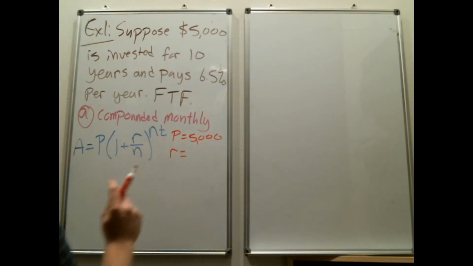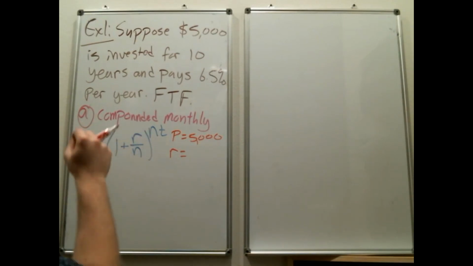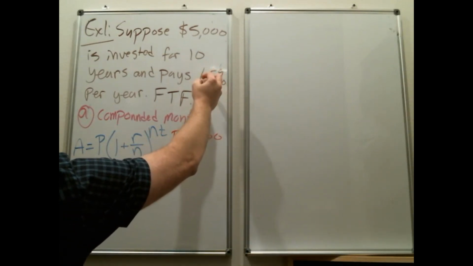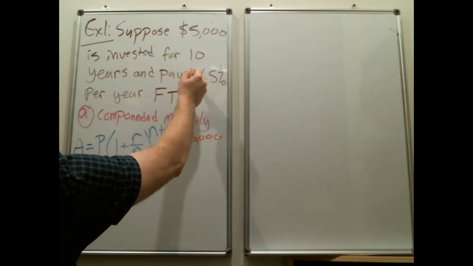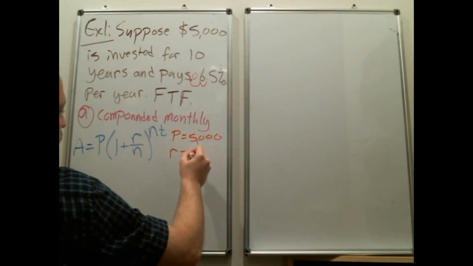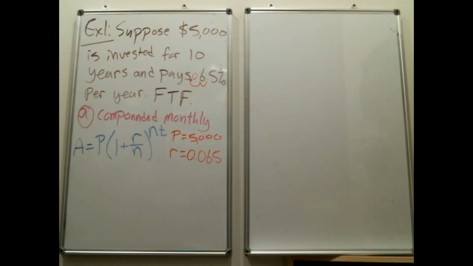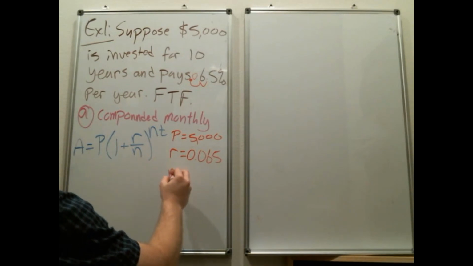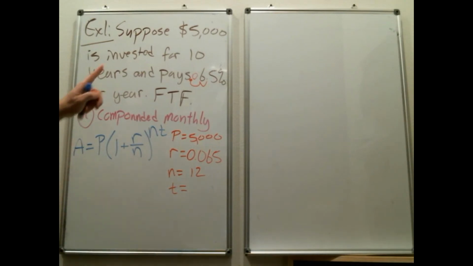R, now R is not 6.5. It's 6.5%, but when you plug a percentage into the formula, you have to move the decimal over 2 places to get rid of the percentage sign. So you move the decimal over 2 places, and you fill it in with a 0. So it's 0.065. That is how you write the interest rate when you're plugging into a formula. So we have P, R, N is 12, and T we said it's 10 up there.